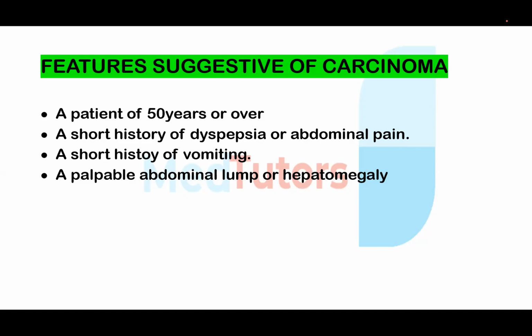Features suggestive of carcinoma: the patient is older, 50 years or over, with a short history of dyspepsia or abdominal pain, a short history of vomiting, and a palpable abdominal lump or hepatomegaly. You can see the clinical course of malignancies is shorter because of rapid tumor growth compared to benign lesions.